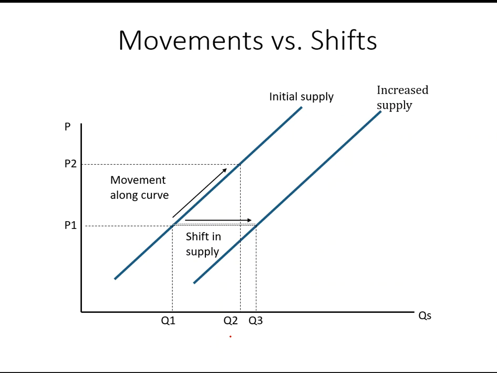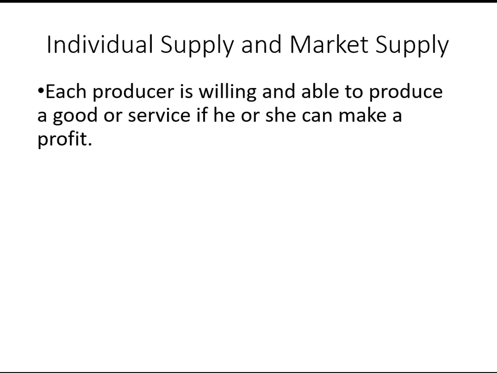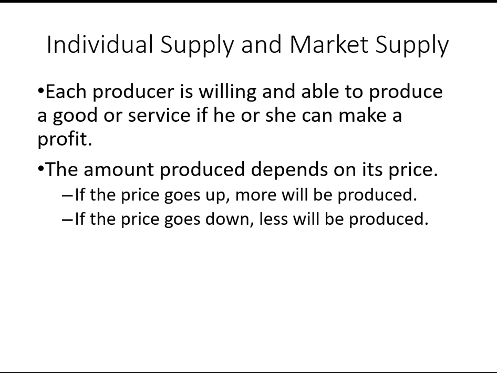Next we will look at the bigger picture, because in macroeconomics class we are looking at the whole market. But once we understand the individual, it's not a big deal to understand the whole market. Each producer is willing and able to produce a good or service if he or she can make a profit. So the amount produced depends on its price. If the price goes up, more will be produced. If the price goes down, less will be produced.